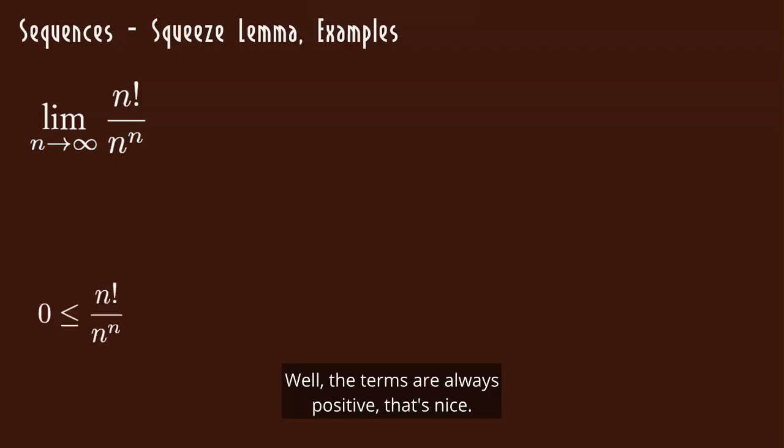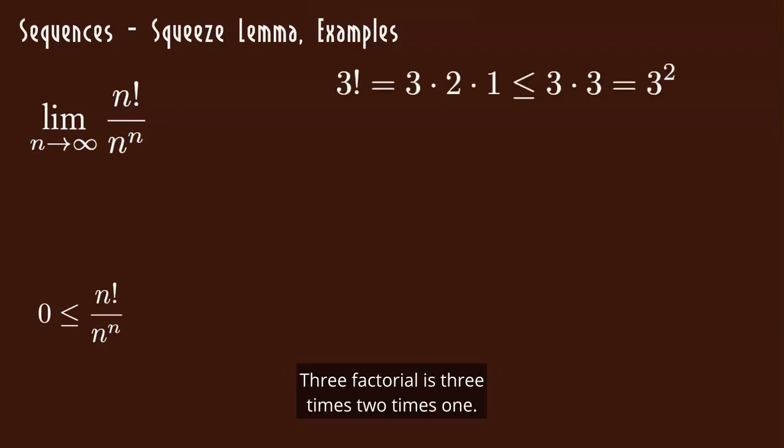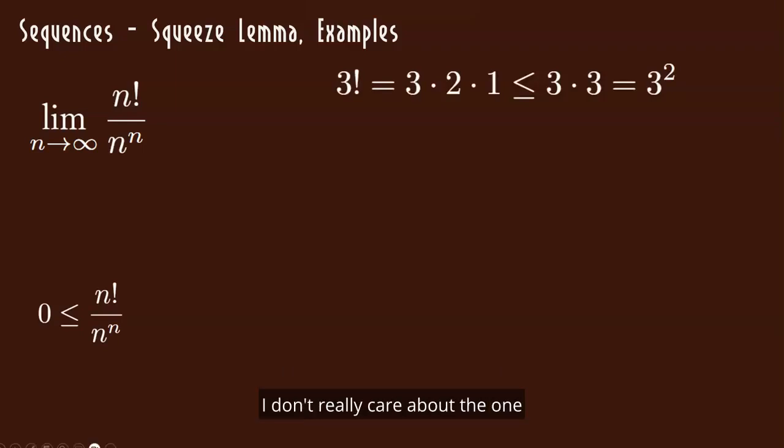Well, the terms are always positive. That's nice. So let's try to get a handle on this n factorial. Let's look at 3 factorial. 3 factorial is 3 times 2 times 1. I don't really care about the 1. 3 times 2 is going to be less than 3 times 3, because you just replace the 2 with the 3. You're getting bigger, so the whole thing is bigger. This is equal to 3 squared.